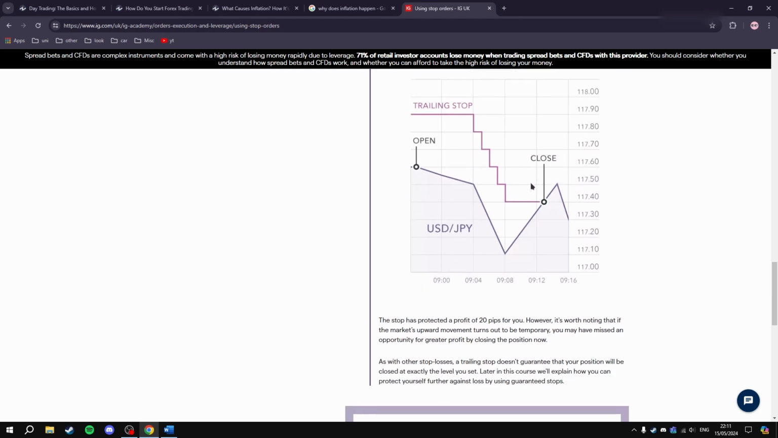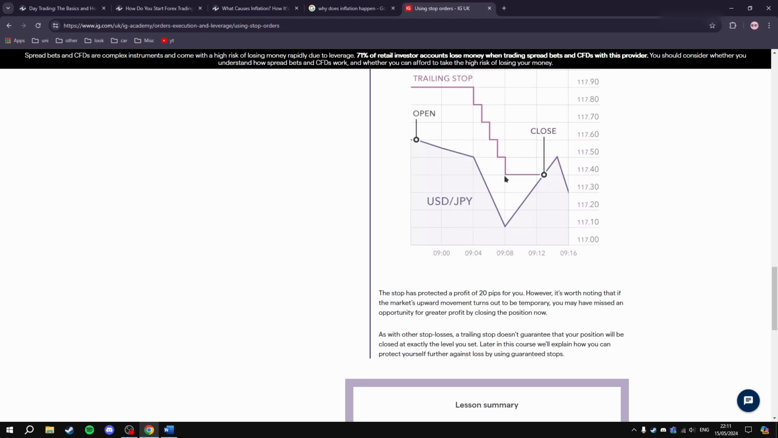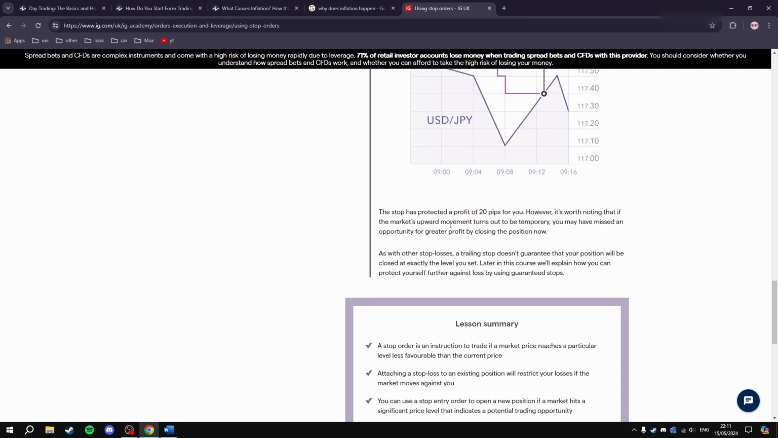However, it's worth noting that if the market's upward movement turns out to be temporary, you may have missed an opportunity for greater profit by closing the position now. As with other stop losses, a trailing stop doesn't guarantee that your position will be closed at exactly the level you set. Later in this course, we'll explain how you can protect yourself further against loss by using guaranteed stops.